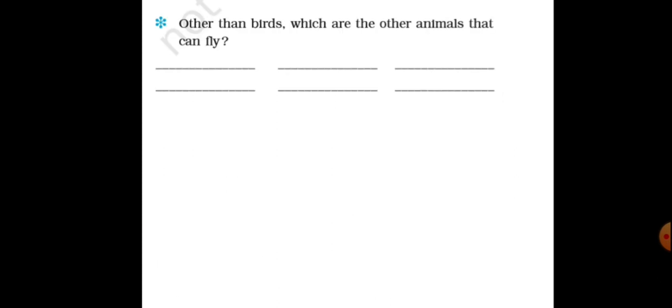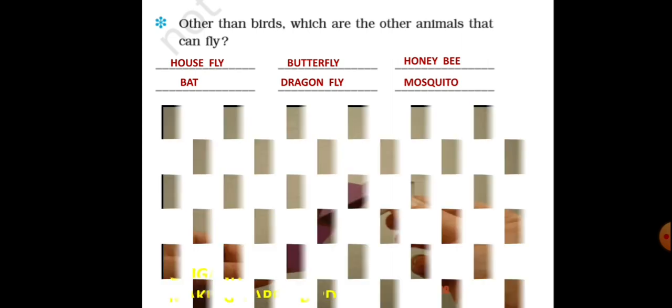Other than birds, which are the other animals that can fly? I've given you some samples. You can write your own answers. Housefly, butterfly, honeybee, bat, the dragonfly, and the mosquito. You can write your own answers. Okay. Next, let us see.